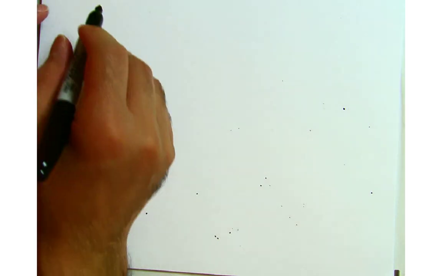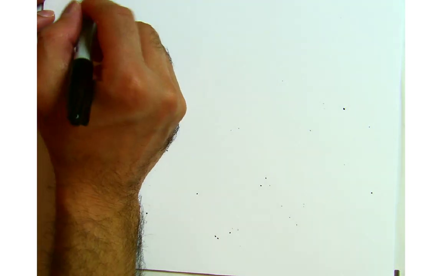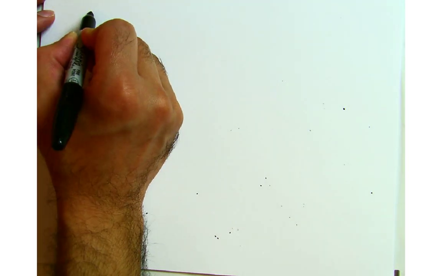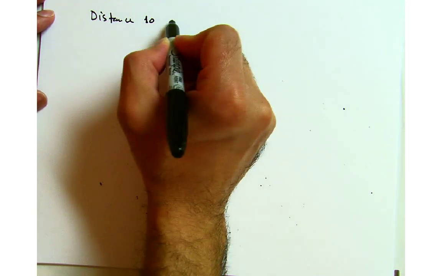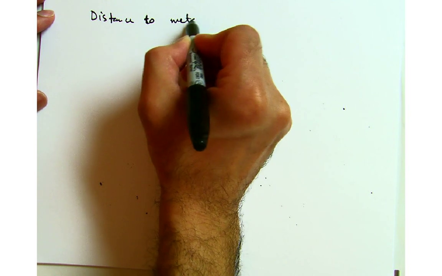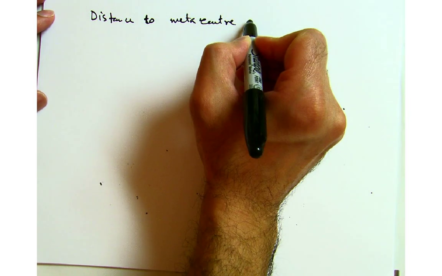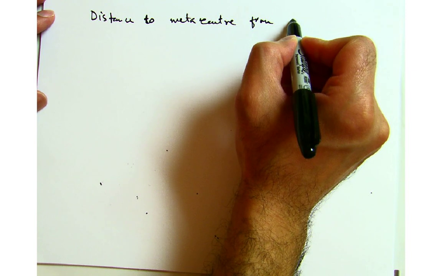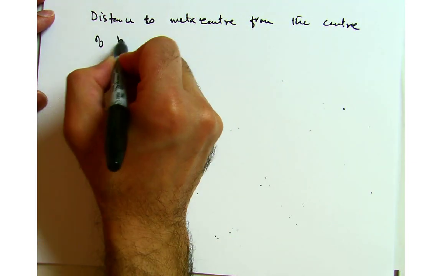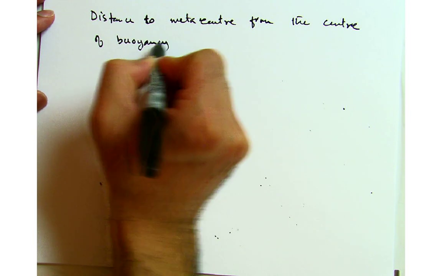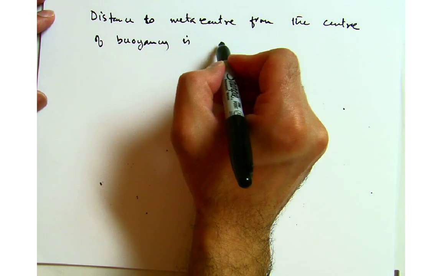To calculate this metacenter, before I do that, I will show you the procedure, but let me first define something else. The distance to the metacenter from the center of buoyancy is called MB.